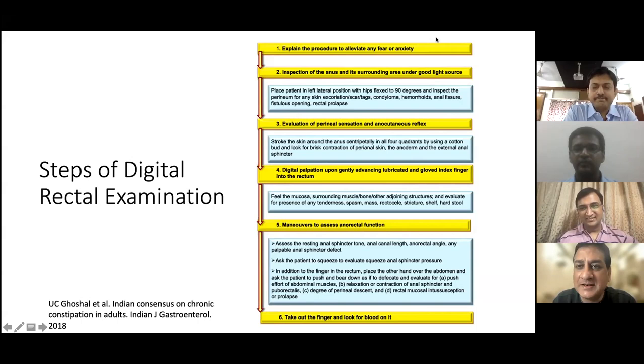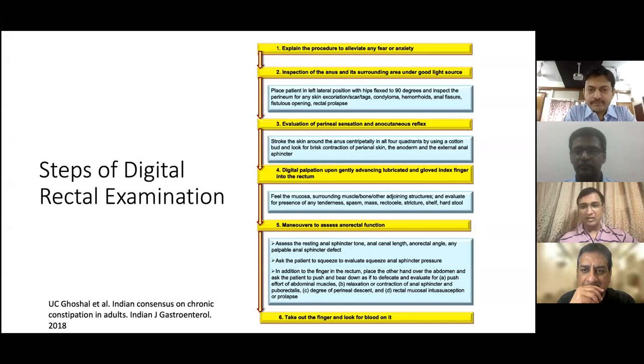True, sir. First and foremost, we have to explain the procedure to alleviate any fear or anxiety that the patient has. Subsequently, we inspect with the patient in the left lateral position with the hips flexed to 90 degrees. We inspect the perineum for any excoriation, scar, tags, condyloma, external hemorrhoids, fissure or fistulous opening, or rectal prolapse. We evaluate the perineal sensation and the anocutaneous reflex.